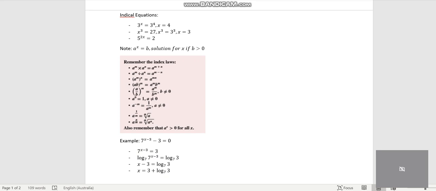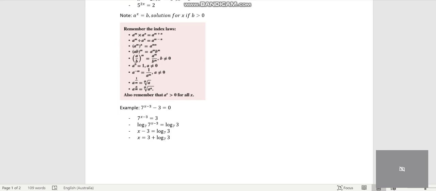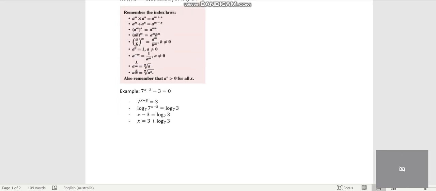These sort of assume knowledge, hopefully. So you have an example here: 7 raised to the power of x minus 3, all of that minus 3 equals 0. You separate, move 3 to the other side, and take log 7 of both sides. And x minus 3 equals log 7 of 3, because you take the power of x minus 3 out, and log 7 of 7 is 1. Then move 3 to the other side, and you get x equals 3 plus log 7 of 3. Yeah, that'll be all.